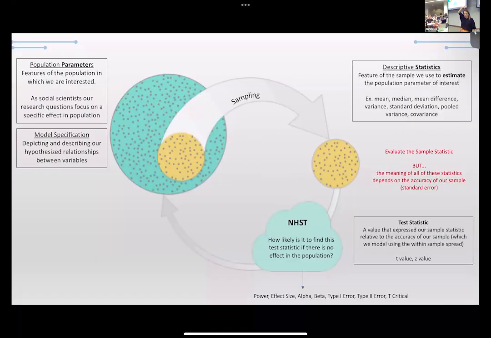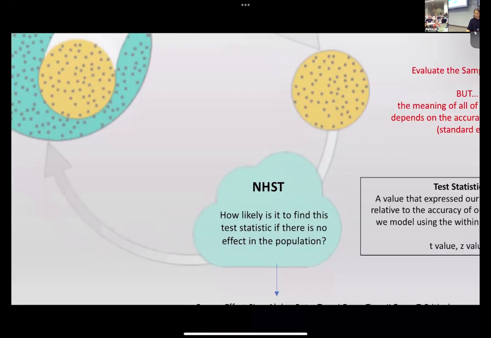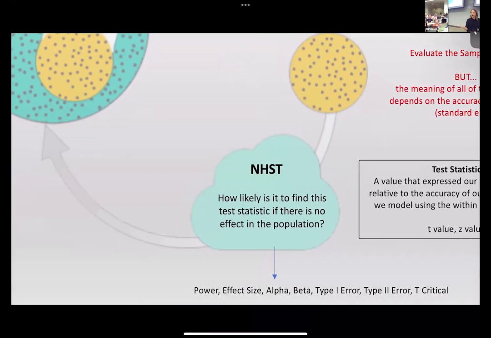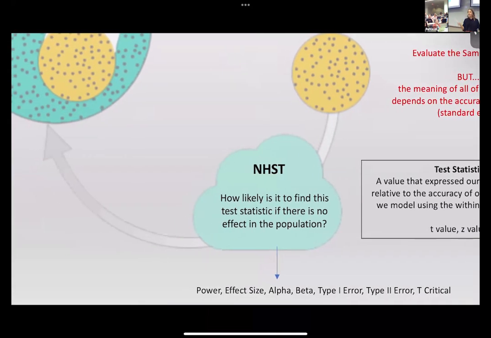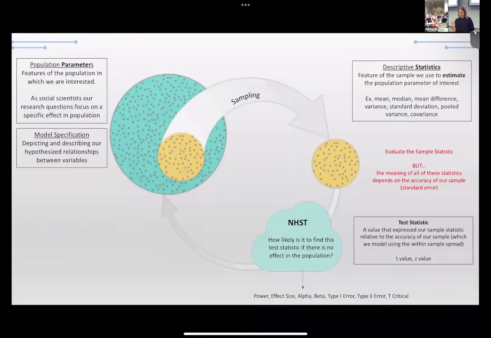Cool. Well, now we're going to put that stuff together into null hypothesis significance testing. And we're going to ask ourselves this really important question, which is, how extreme is that test statistic I just calculated if there's really nothing going on? That's null hypothesis significance testing in a nutshell. This is the last thing I'll lecture on.